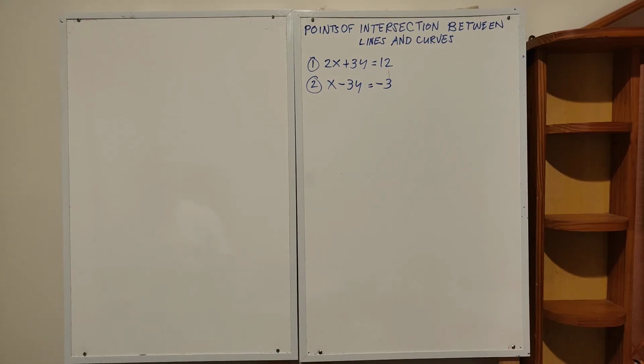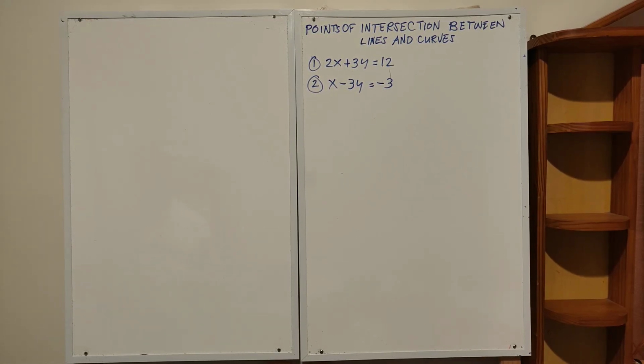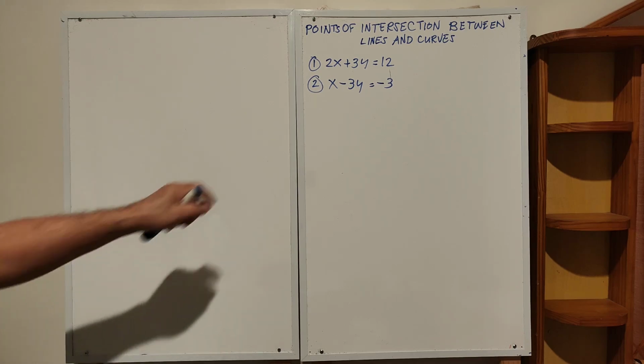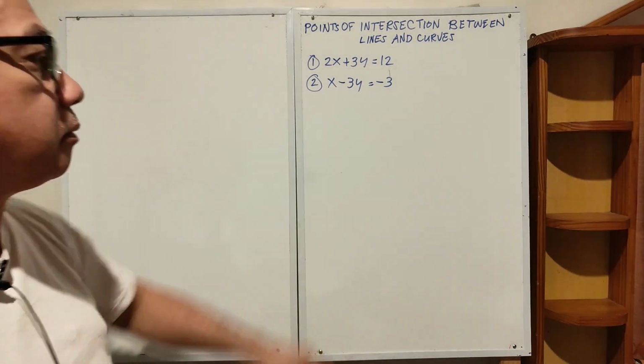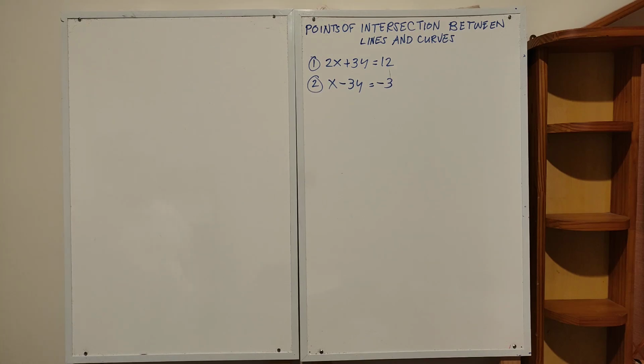Today we will be discussing points of intersection between lines and curves. But before we proceed to this topic, I'd just like to discuss a previous video of mine about solving for two variables in two equations. For example, we have 2x plus 3y is equal to 12 and x minus 3y is equal to negative 3. We can solve this by elimination from my previous video or by substitution, also from a previous video.